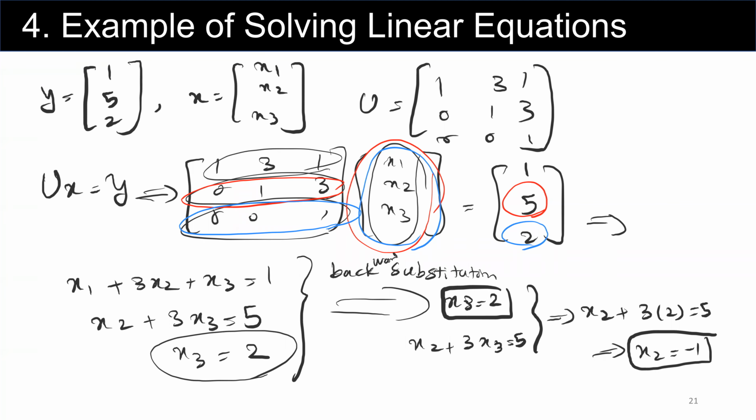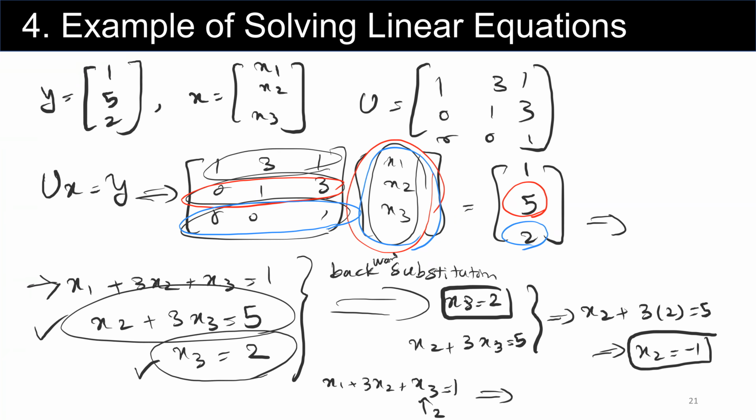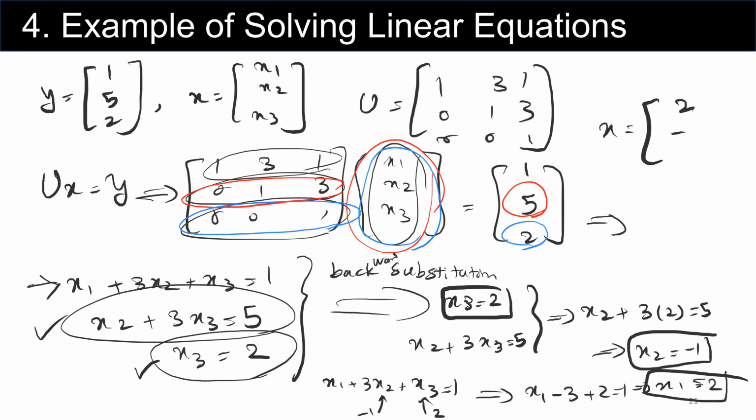Now we use the first equation, x sub 1 plus 3x sub 2 plus x sub 3 is equal to 1. We know x sub 3 is 2, x sub 2 is minus 1, so we have x sub 1 minus 3 plus 2 is 1. So x sub 1 is equal to 2. All right, the equation is solved. Now we know that x is x sub 1, x sub 2, x sub 3. This is the answer to our set of linear equations.